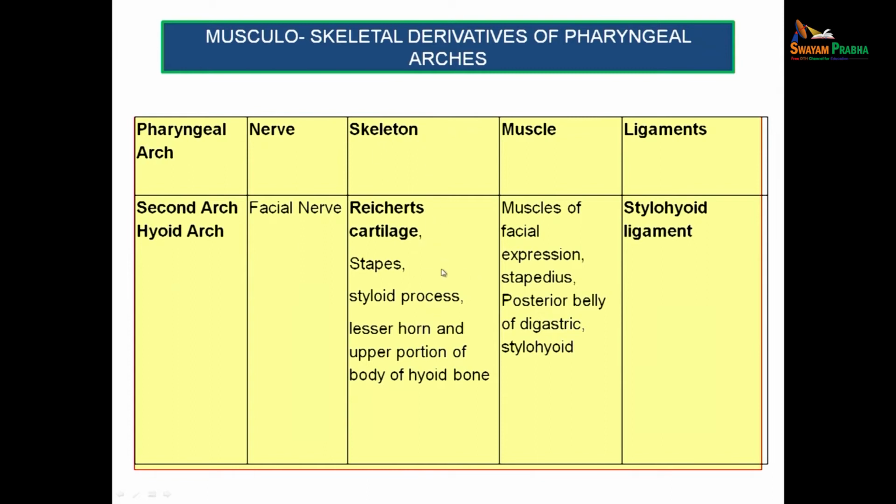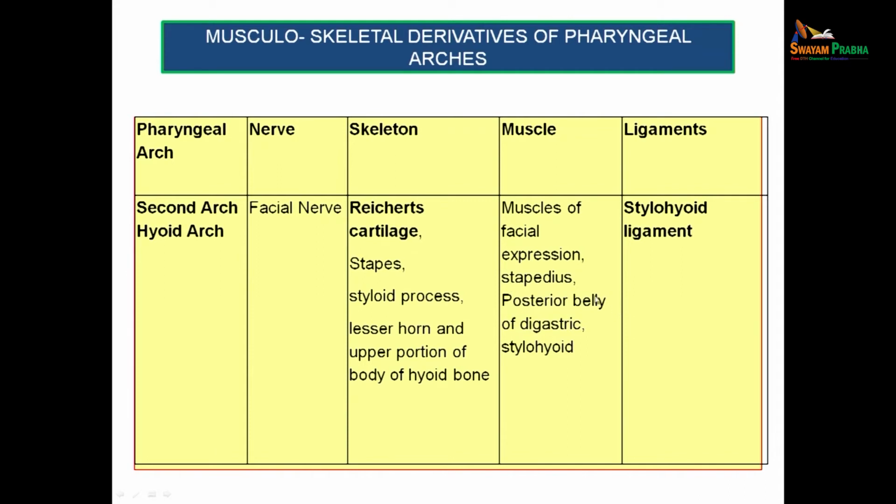So the skeletal derivatives: the cartilage is Reichert's cartilage. This will be giving rise to the following bones. They are the stapes, the third ear ossicle. Then you have the styloid process. Then you have the small horn and the superior portion of the body of the hyoid bone. Now coming to the muscles of the second arch. Since it is the facial nerve, you should get the muscles of facial expression here along with stapedius and posterior belly of digastric along with stylohyoid.